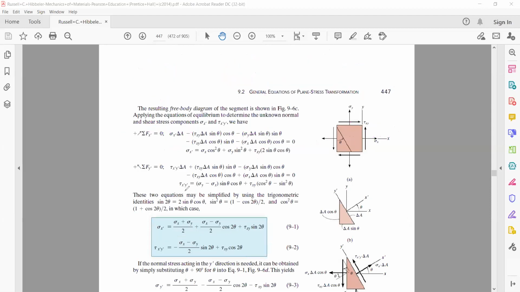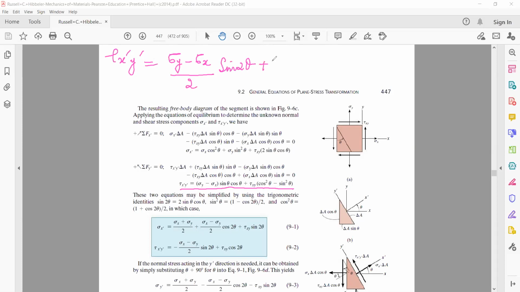That is this one, tau x prime y prime. In this equation we can write tau x prime y prime is equal to sigma y minus sigma x divided by 2 sine 2 theta. Can we write it like this, the first expression? Yes, because sine 2 theta is 2 sine theta cos theta. 2 and denominator 2 will cancel. You will have sigma y minus sigma x sine 2 theta. Any problem with that? Okay.